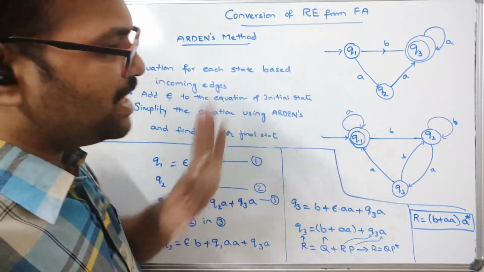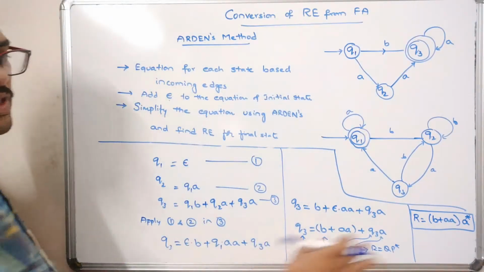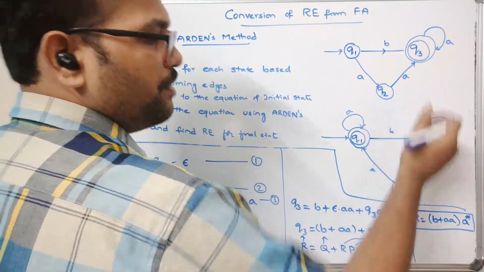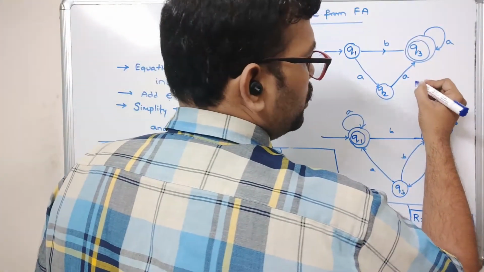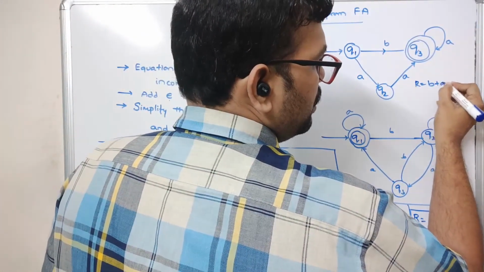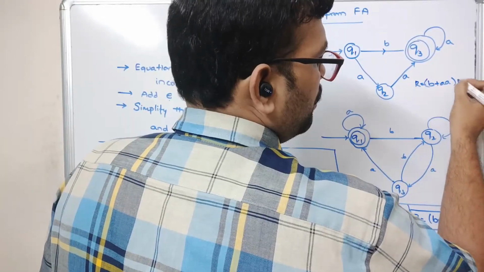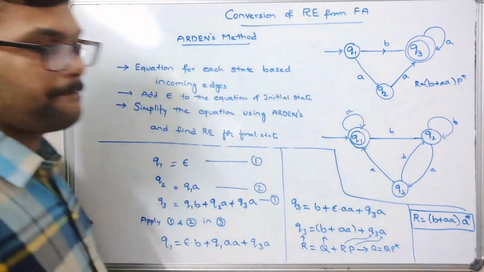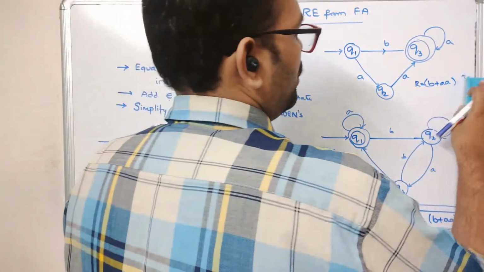Now we will see the second example. Hope you understood the first example. So this will be the regular expression for this finite automata. So R is equal to B plus AA, A star. Sorry, A star. Okay, A star.